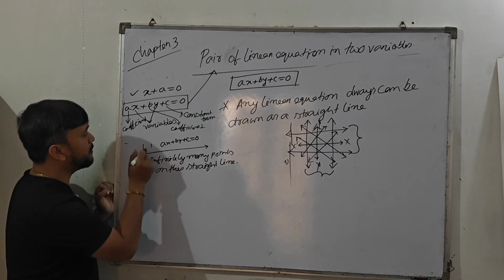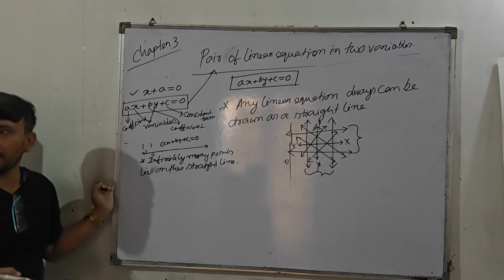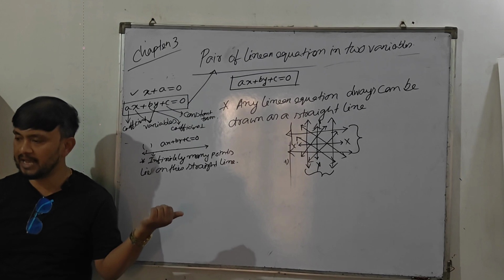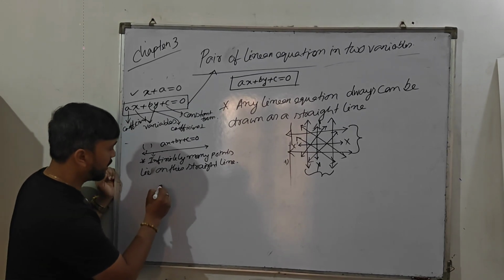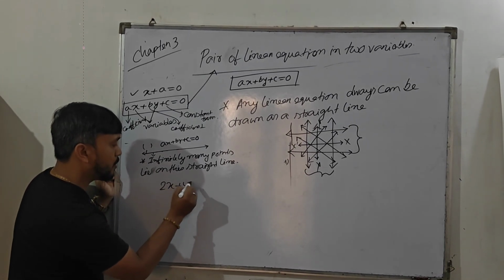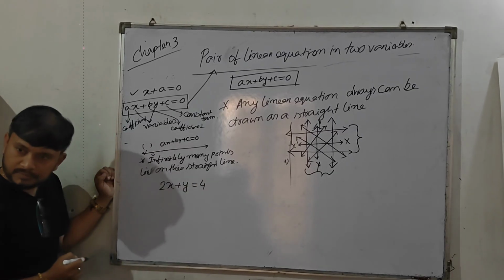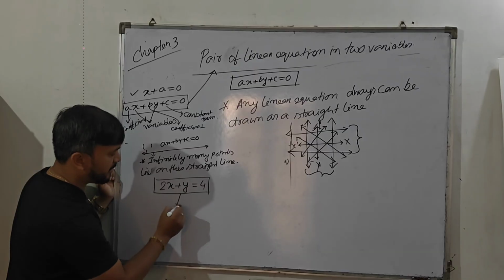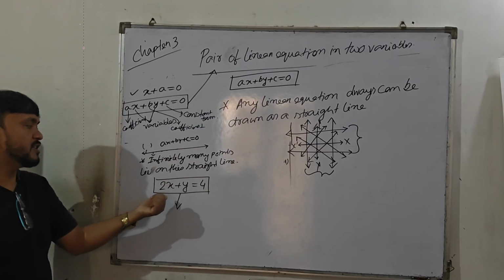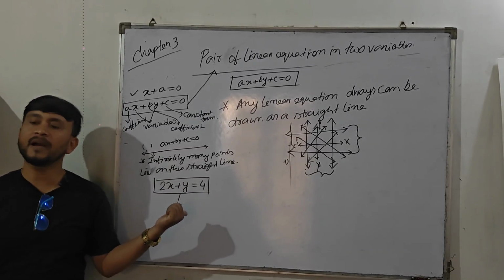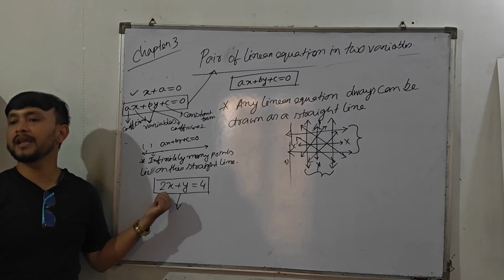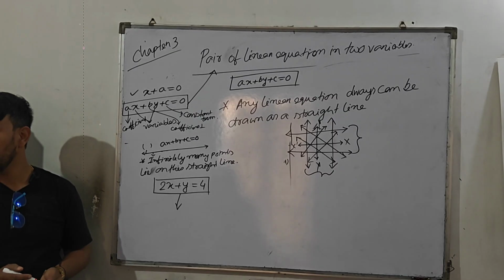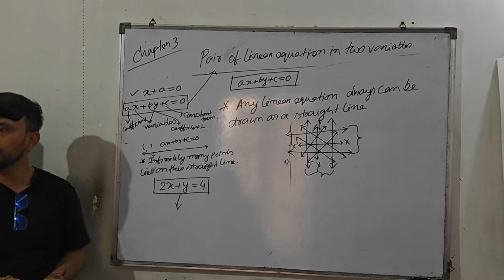Now, how do we get the coordinates of these points? A point has coordinates, the x value and the y value. How to find these x and y values? Any idea? If I write 2x plus y is equal to 4, this is a linear equation in two variables. Can you tell me how to find the points that lie on this straight line? Or how to plot this linear equation on graph paper as a straight line?